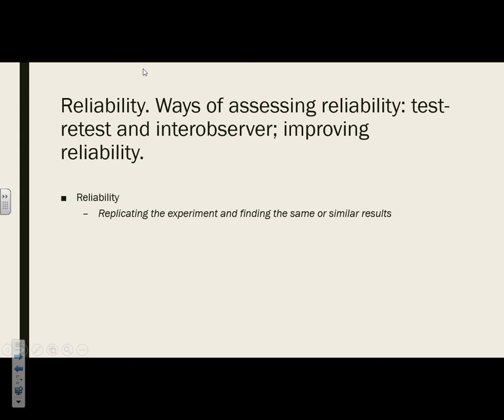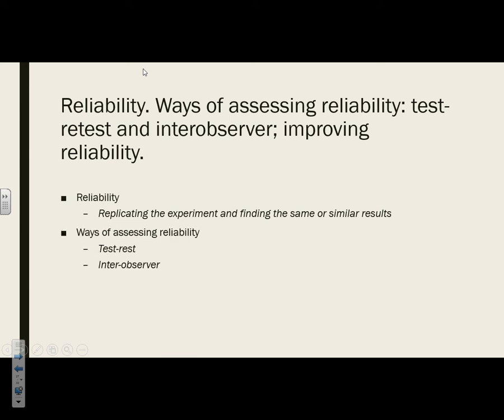Okay, reliability is replicating the experiment and finding the same or similar results. This is AS stuff, you'll be absolutely fine with it. Can you repeat the experiment in exactly the same way and find the same or similar results? Yes, your results are reliable. We can be confident they're not due to chance, they're not due to fluke, they are statistically significant.